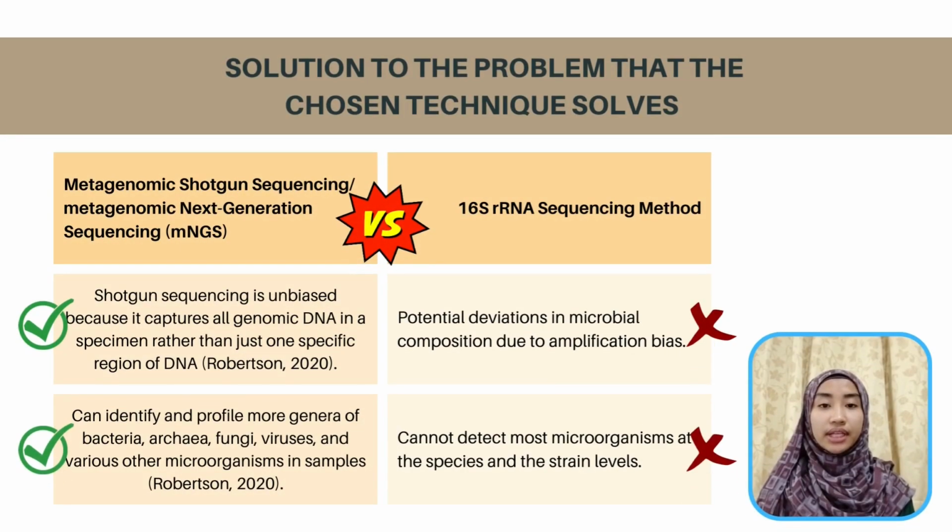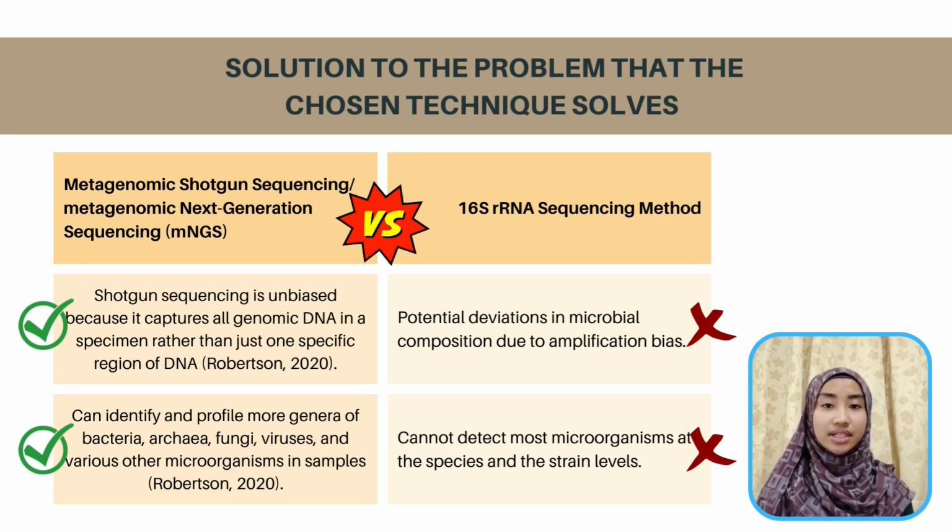In this study, we found that the researchers have applied a molecular biology technique which is metagenomic shotgun sequencing, or we call metagenomic next generation sequencing (mNGS), rather than the 16S rRNA gene amplicon sequencing method.